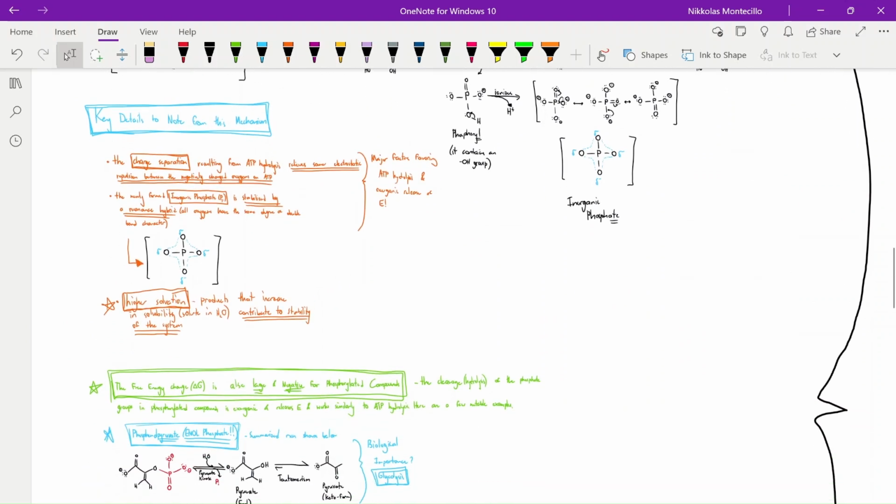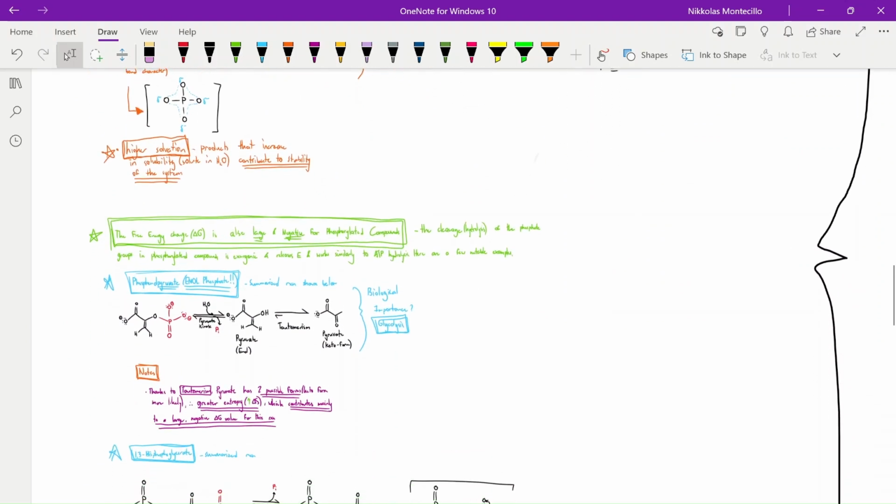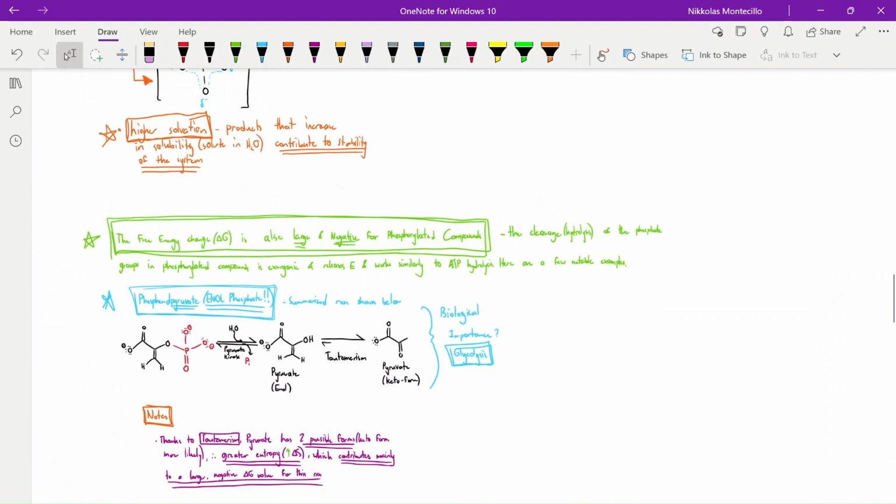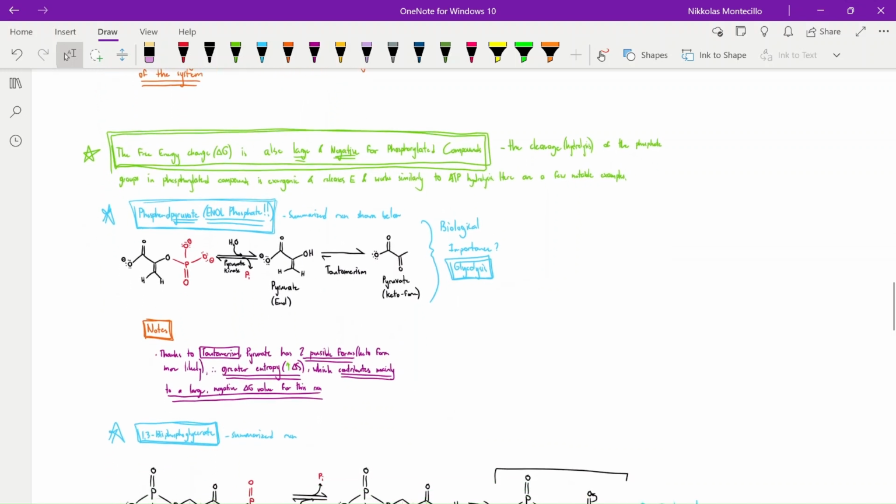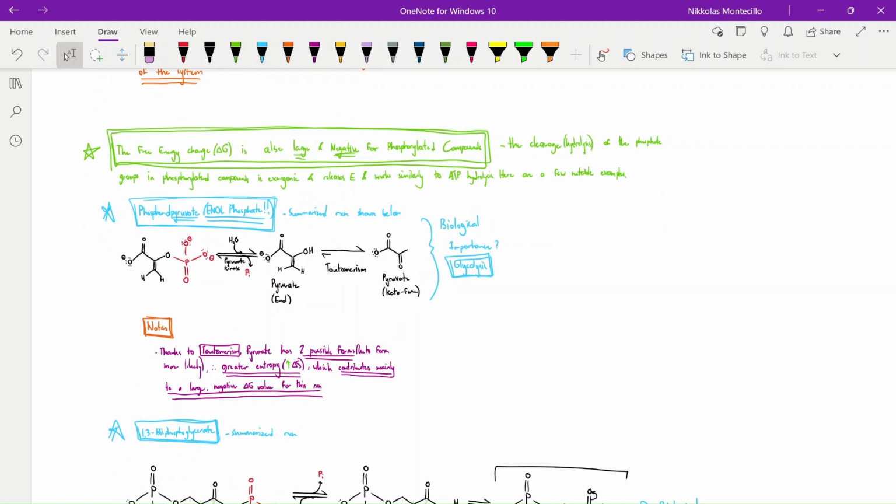Now, other molecules will also tend to have a similar pattern here. So the free energy change is also large and negative for phosphorylated compounds. So this means anything that has a phosphate group attached to it. The cleavage or hydrolysis of the phosphate groups in phosphorylated compounds is exergonic and releases energy, and works similarly to ATP hydrolysis. So there's a couple notable examples. Phosphoenolpyruvate. This is going to be important later when we go through glycolysis and the citric acid cycle.